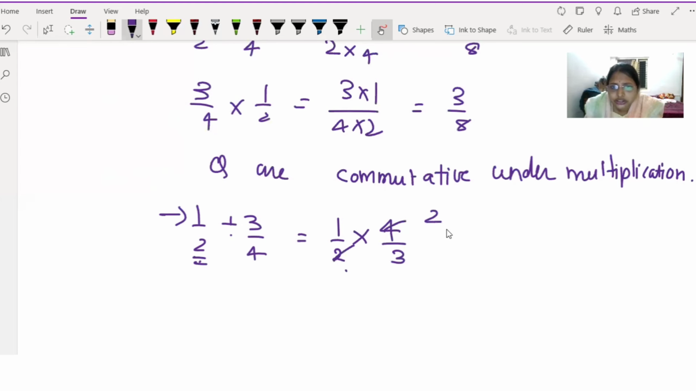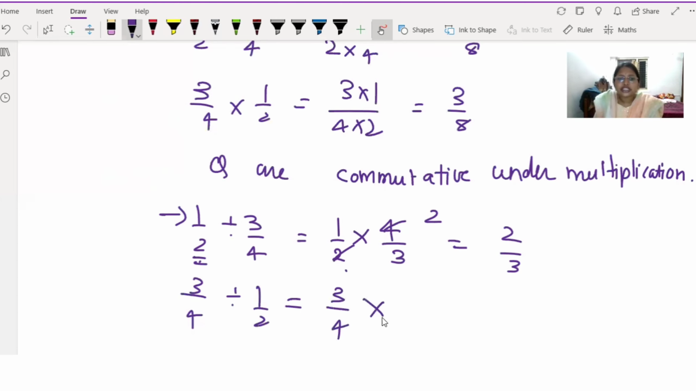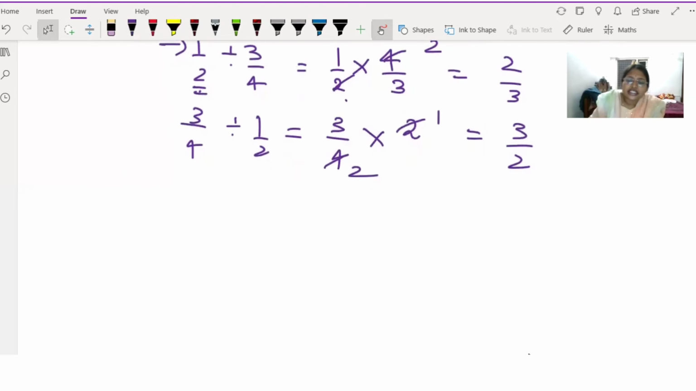2 ones are 2, 2 twos are 4, so 2 by 3. Let us check the reverse. Are we getting the same answer or not? 3 by 4 divided by 1 by 2. So 3 by 4, division becomes multiplication, the fraction becomes its reciprocal. 2 ones are 2, 2 twos are 4. I got the reciprocal answer. These two are not the same. So rational numbers are not commutative under division.